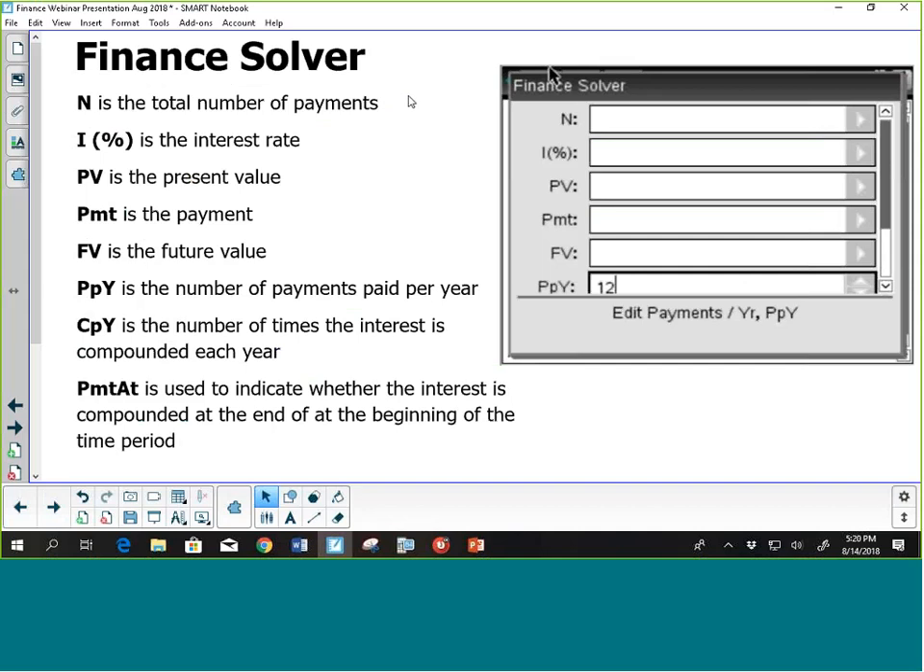You have to make a payment each month. And then Kim talked about interest rate in terms of a percent, and that is different in the finance world as opposed to what we would do in our algebraic situations. Present value, what's the amount of the loan? Payment is what we're solving for, and you can take your Nspire or your TI-84 out with you when you purchase a vehicle or get some payment, loan of some sort.